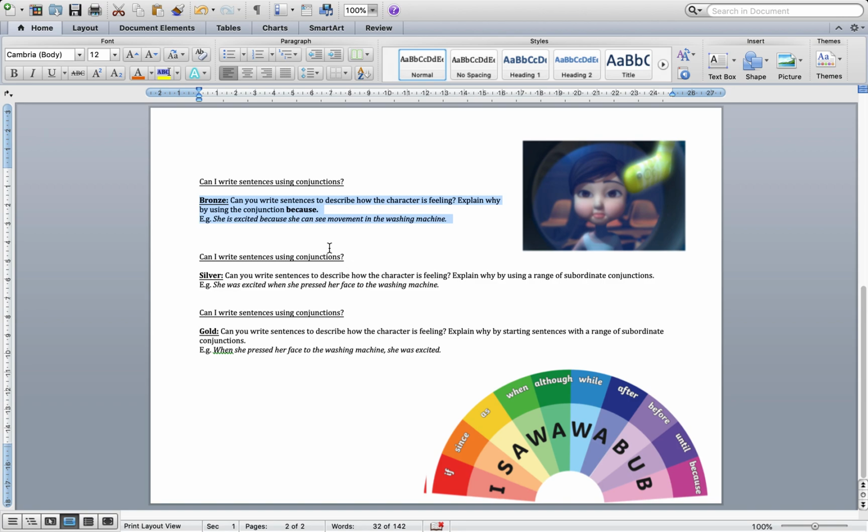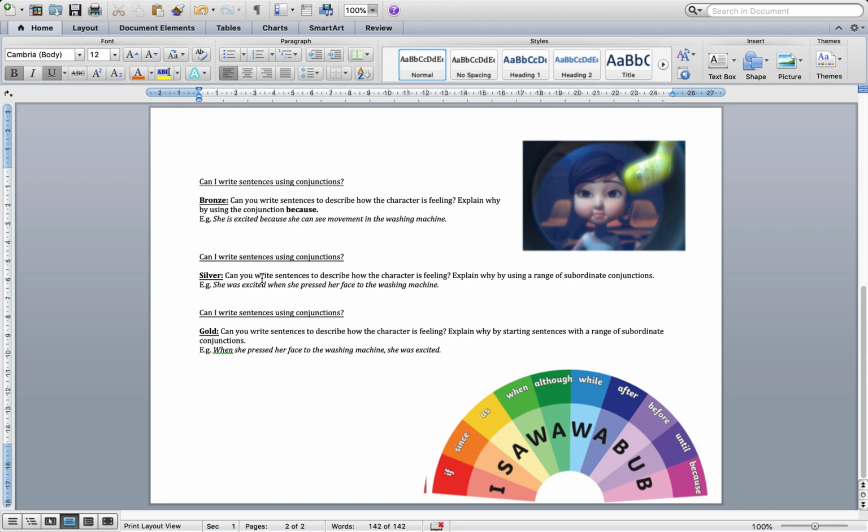She is worried because she can't see her favourite denim jacket in the washing machine. She is intrigued because she's wondering what's behind all that water. Okay. Silver challenge. I want you to do the same thing, but you could use a range of these subordinate conjunctions for me. You can use any of them. And gold, you're going to do the same thing, but you're going to see if you can start your sentences with your subordinate conjunction.